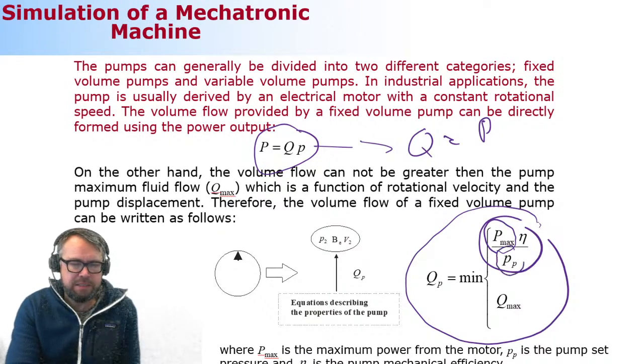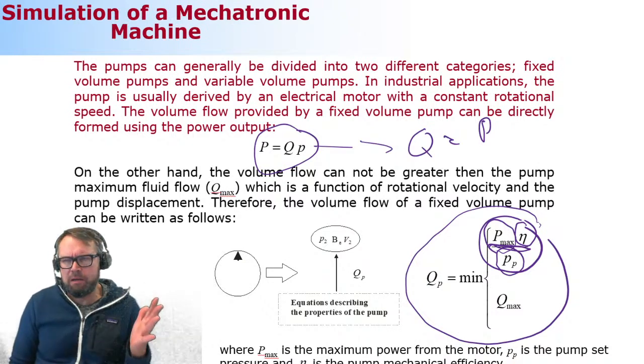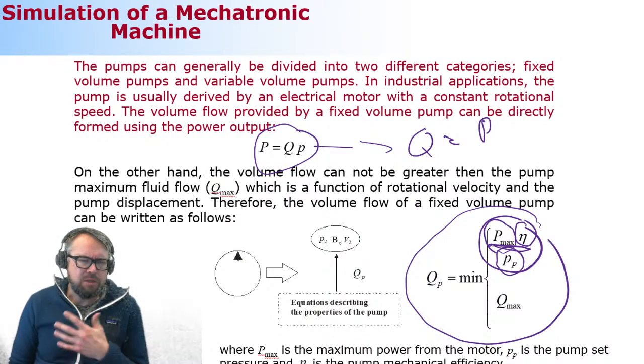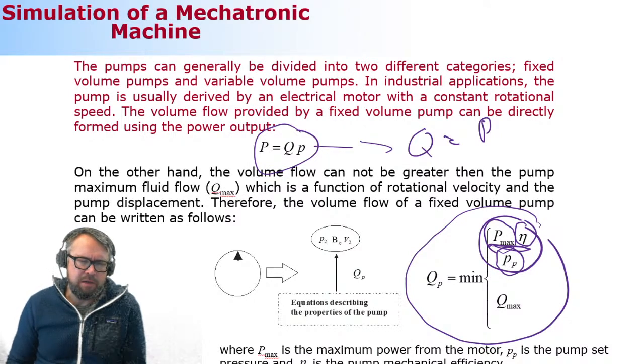Then the one down here is the set pressure of the hydraulic pump. And this is the mechanical efficiency, which is a little bit complicated to define in real life, because efficiency depends on many different factors. But because we're cutting corners in the hydraulic modeling, we assume the mechanical efficiency is just a scalar value, typically not a function of any other parameters. A good estimate could be something like 0.9.